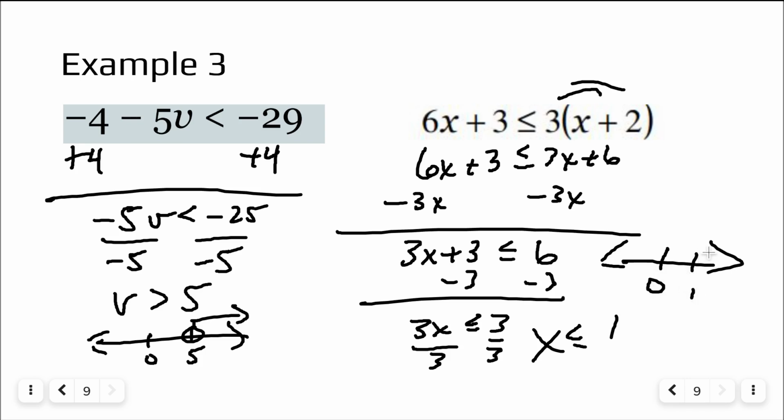So I have 0, I have 1. I have a closed circle on 1. And I draw to the left, not to the right. Draw to the left. X is less than or equal to 1.